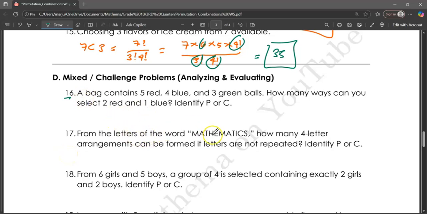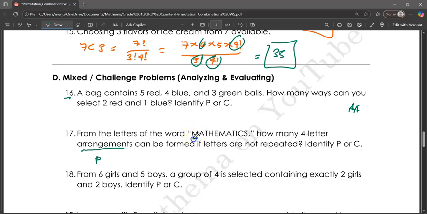From the letters of the word mathematics, how many 4-letter arrangements can be formed if letters are not repeated? So identify whether it's permutation or combination. Since we are doing arrangements, this is permutation. Now, we are asked to form a 4-letter word or arrangement. Letters are not repeated. So we cannot do, for example, AA, that's not allowed because letters are not repeated.